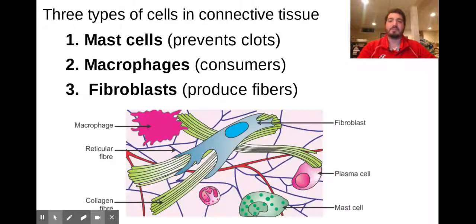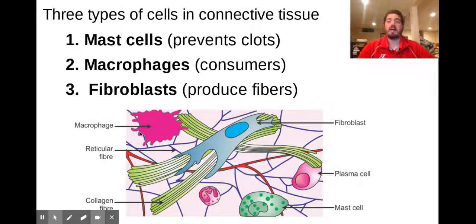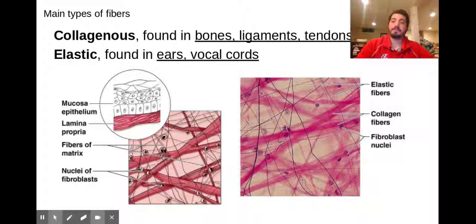All right. And there's 3 types of cells in connective tissues. You have mast cells, which you see down here, which help prevent clots. You have macrophages, cells that eat up old connective tissue and fibers and kind of get rid of that old stuff. And you have fibroblasts, which produce fibers. I think about the B as for building, right? They produce new fibers. So those are your three types of cells that make up tissues.